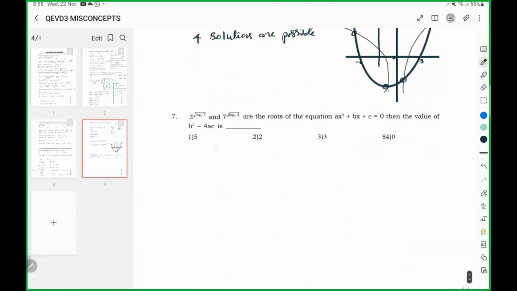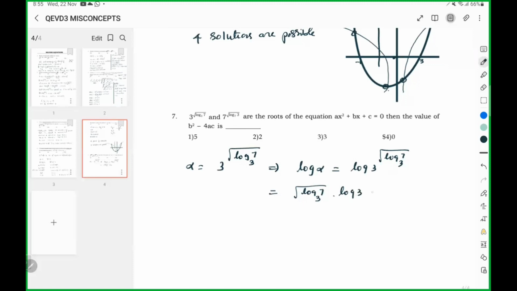Now let us discuss the last problem. Say here alpha as 3 power log x to the base 3. Take log both sides. We get log 3 power log. So by the property of logarithm, we can write root log 7 by root log 3 into log 3 gets cancelled out. We get log 7 into log 3.